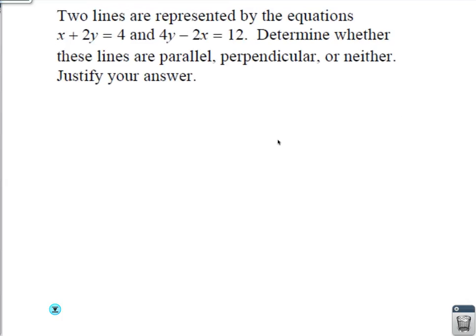Two lines are represented by these equations. Same thing, determine what kind of lines they are. My first line is x plus 2y equals 4. My second equation, 4y minus 2x equals 12. I need to get y by itself. I can't look at these and tell what the slope is. Get y by itself. First equation. Colton, what am I going to do to get y by itself? What would you do first?